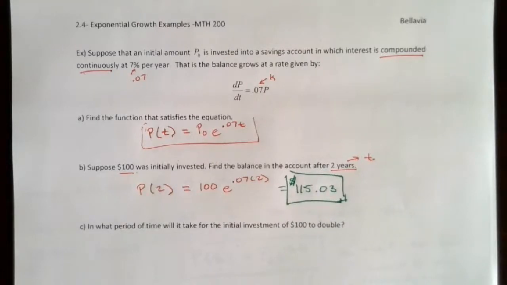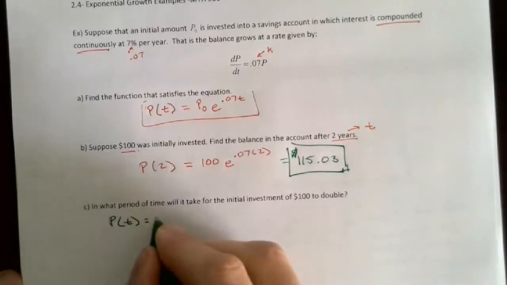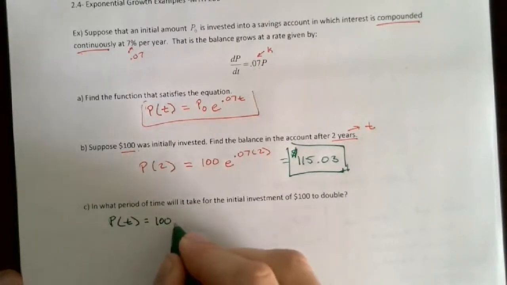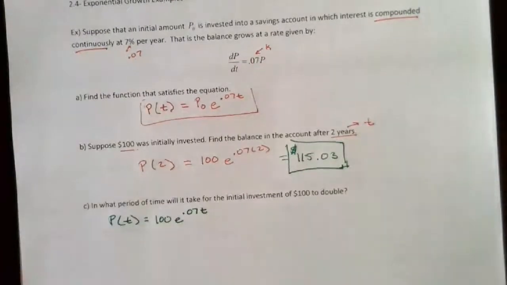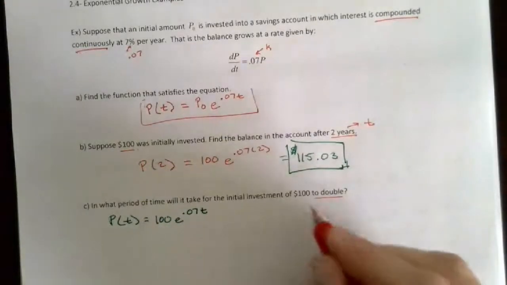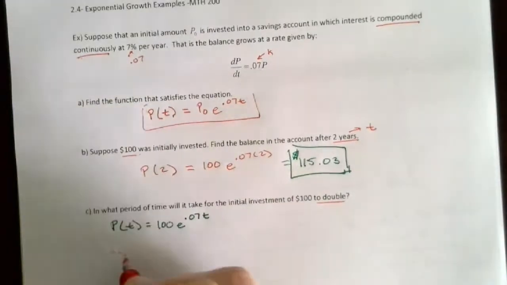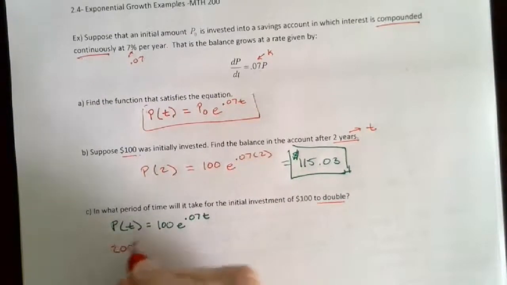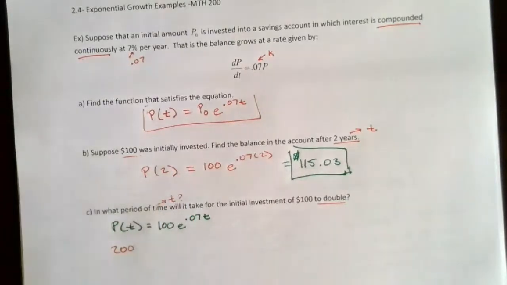This next part says, in what period of time will it take for the initial investment of $100 to double? So think about what that means. The general formula, P of t, would equal P0, which we now know is 100 based on what they told us, times e to the 0.07t. Now, to double means times 2. If I said triple, it would be times 3, quadruple would be times 4, but if I wanted to double this, then I want to look for when P of t, the amount in the account, becomes 200. And I'm trying to find what? In what period of time? So I'm trying to find time now.